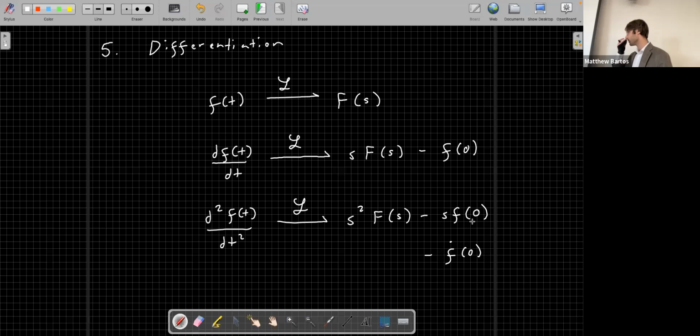So this is the property that you'll be using most in this class. If you take the derivative of your function in the time domain, it's equivalent to multiplying by s in the frequency domain. All right. Are there any questions before I move on?